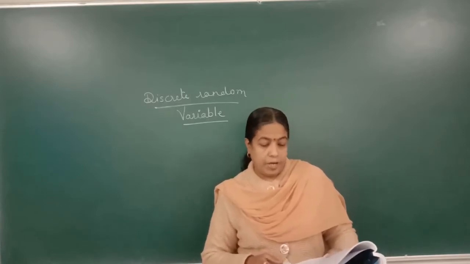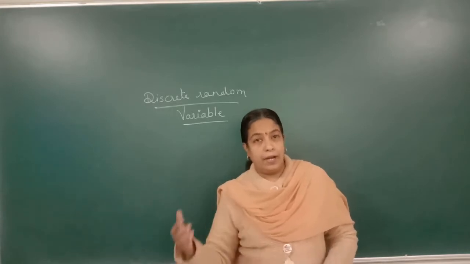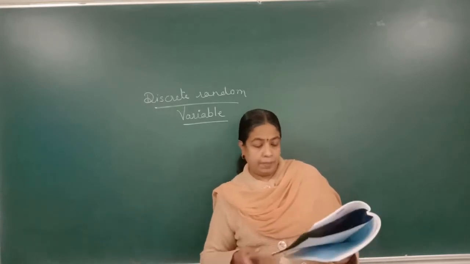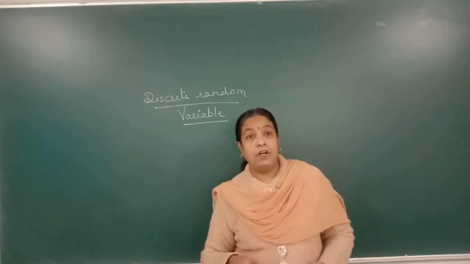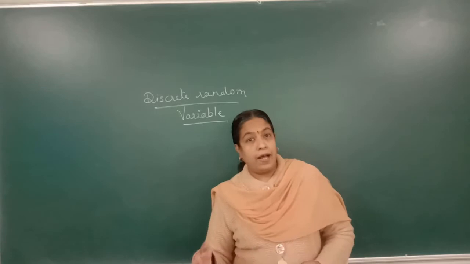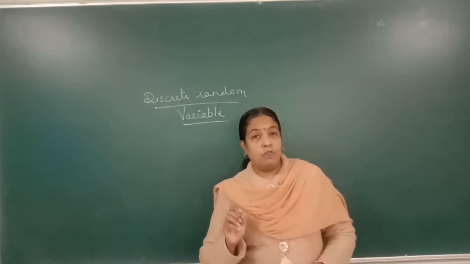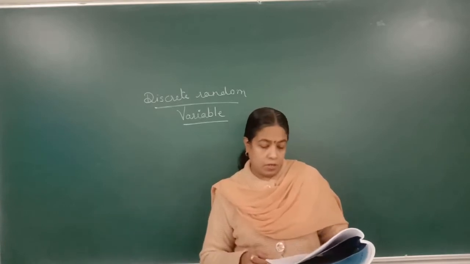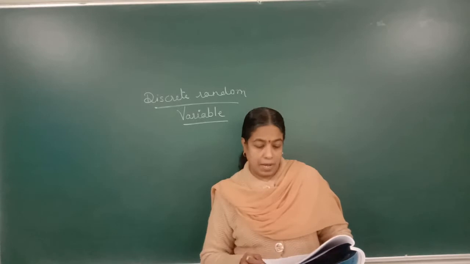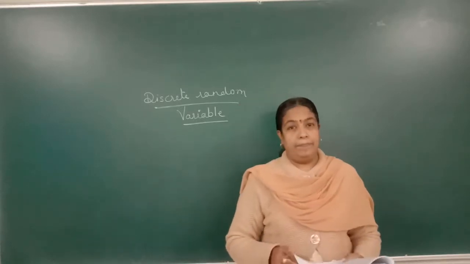The number of patients in a hospital ward, it may be 0 to 100 depending upon the number of beds in that hospital. Number of cars sold by a dealer, maybe that dealer sells not even one car, and maybe he sells 100 cars. So what will be the possible outcome? 0 to 100. Now the values of discrete random variables are obtained by counting. We can count them. Okay.